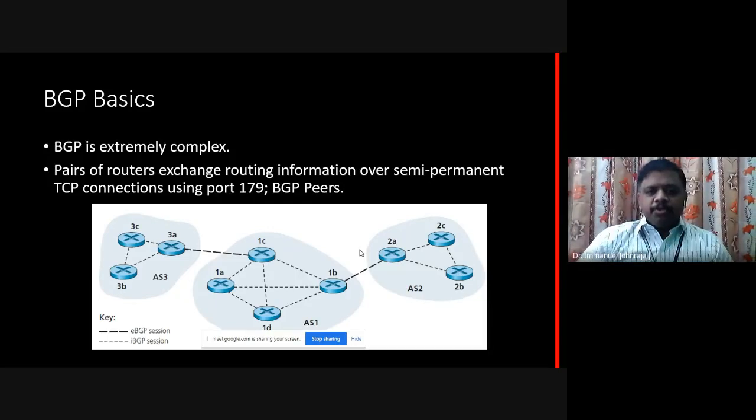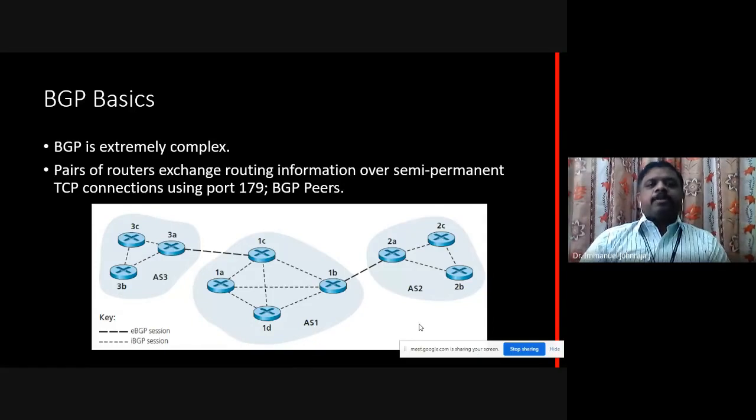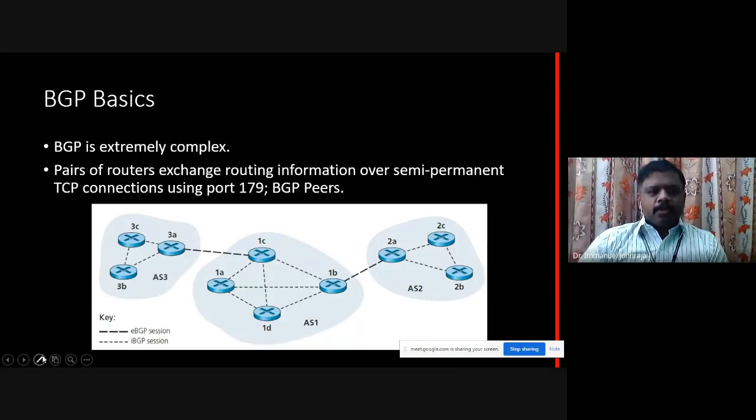We are going to use the topology on the screen to learn further about BGP. This is a known topology for us; we have already spoken about it earlier. You have 3 autonomous systems. They are autonomous system 1, which is here, autonomous system 2, and autonomous system 3.